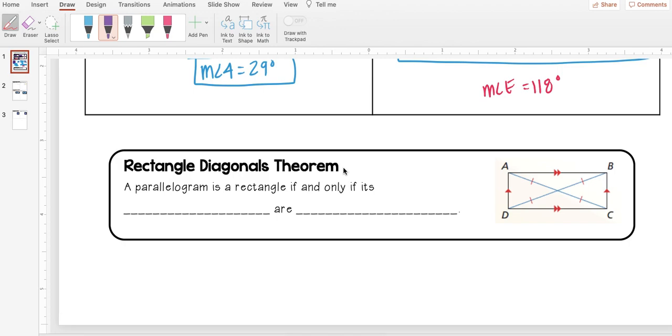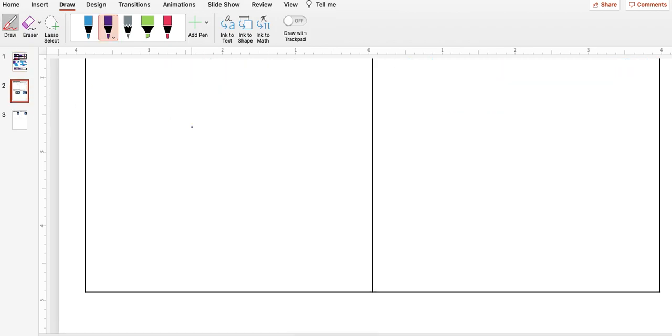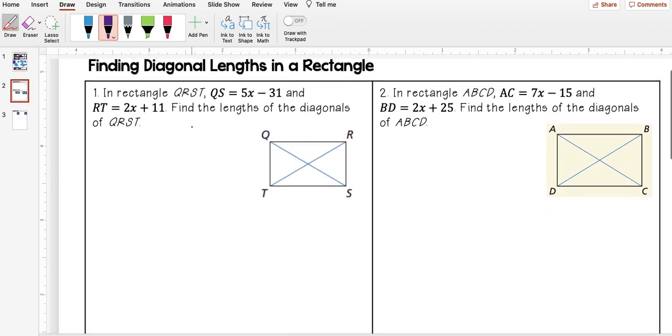We're going to get to our next theorem, and this is the rectangle diagonals theorem. What this tells us is that a parallelogram is a rectangle if and only if its diagonals are congruent. And so that means if I have a shape and its diagonals are congruent, I can automatically say it is therefore a rectangle. So we're going to use that to find diagonal lengths.